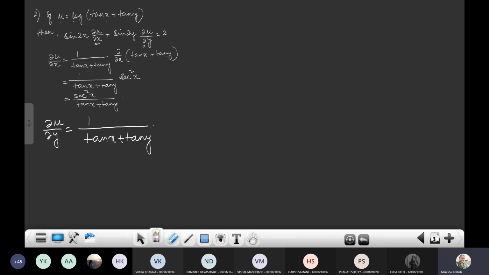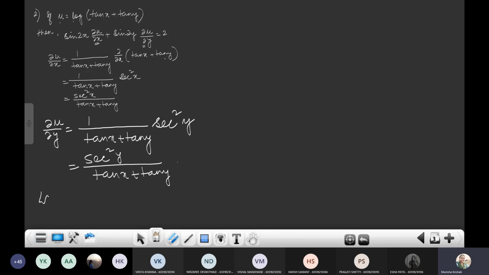Now this we can do the same way. So it will be del y of tan x plus tan y. So x with respect to y, that is 0. So tan y with respect to y, that will be sec square y. So here we are getting sec square y upon tan x plus tan y.